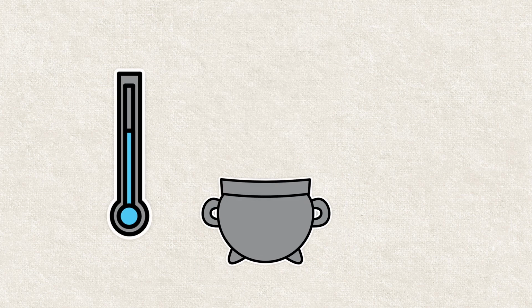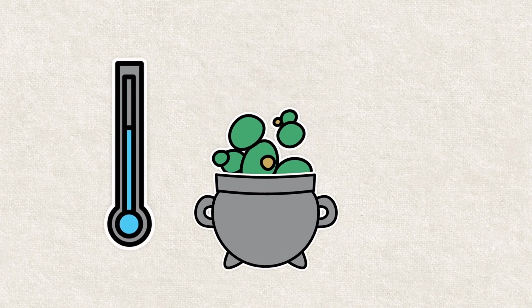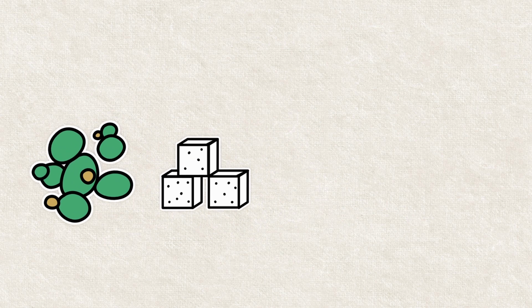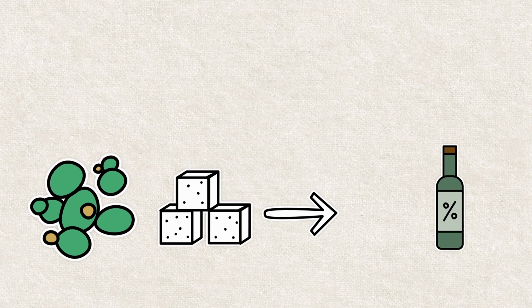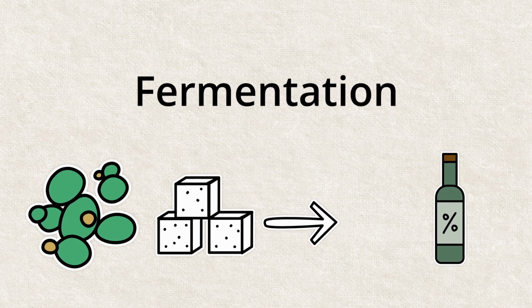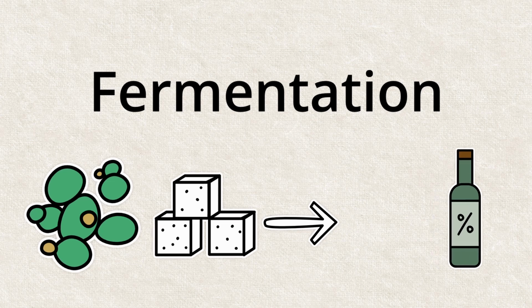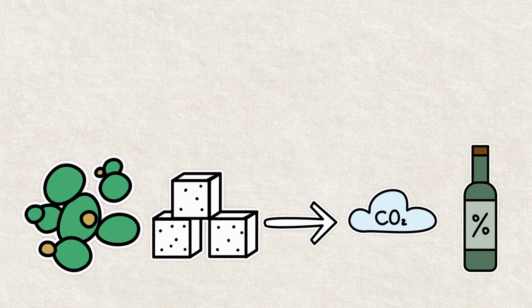After the hops have been added, the wort is cooled down and yeast is added. Yeast is a type of microorganism that eats the sugar in the wort and turns it into alcohol. This process is called fermentation. The yeast eats the sugar and produces carbon dioxide gas and alcohol.